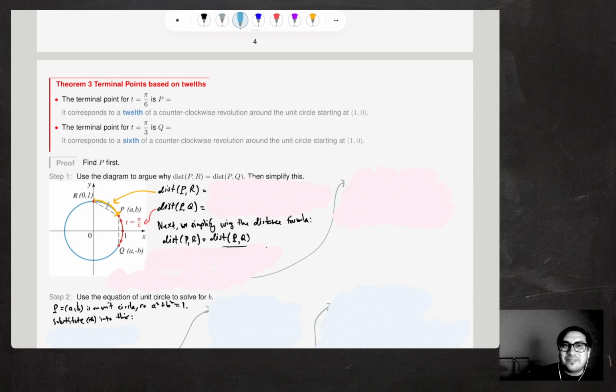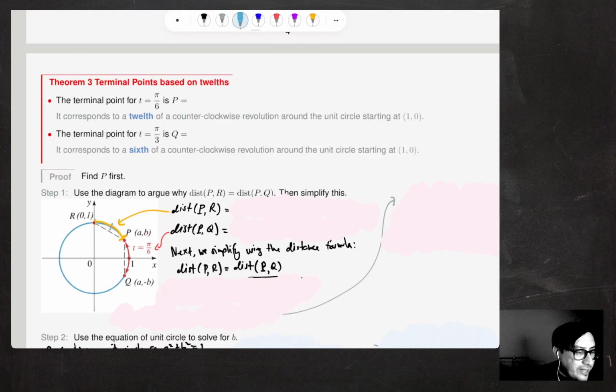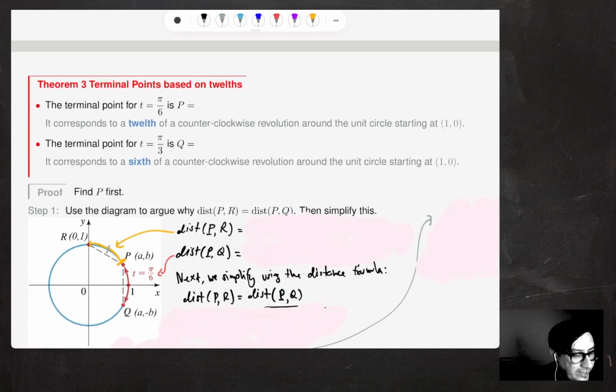All right, welcome back. So here is basically the last really important theorem, and from this we'll be able to fill out the entire unit circle. So I've already pre-written the proof so that we can go a little quickly. And it says, what is the terminal point for pi over 6? Actually, this is a fun theorem because we get two things at the same time. The same proof gives us both pi over 6 and pi over 3. So we're going to figure out what these points are, and then we'll write them down as the final answer.